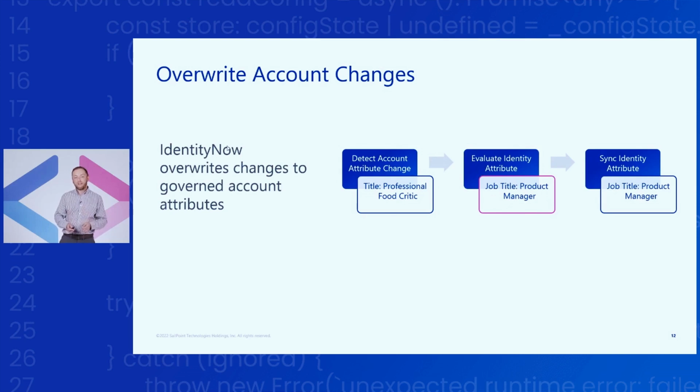So in this case, we're going to go ahead and aggregate the target system Active Directory. And we're going to find out that the Active Directory administrator, for whatever reason, has found this identity, has found their account, and changed their title to Professional Food Critic. That sounds like a really great job title. I'd love to have it. But actually, when IdentityNow consults my identity, it says, hey, this guy's job title is actually Product Manager. Because the identity always wins, and because we found a mismatch, we are going to resync the job title of Product Manager over Professional Food Critic, and the identity account will end up in the same state as the identity.